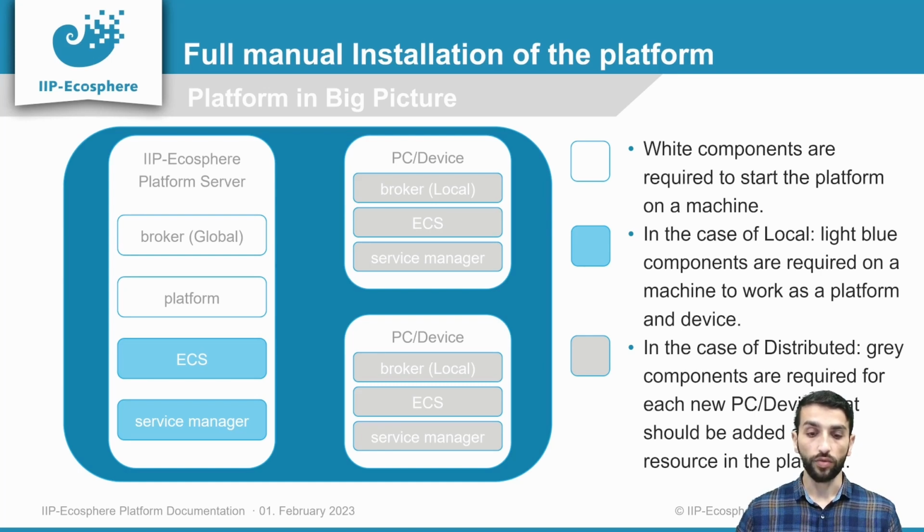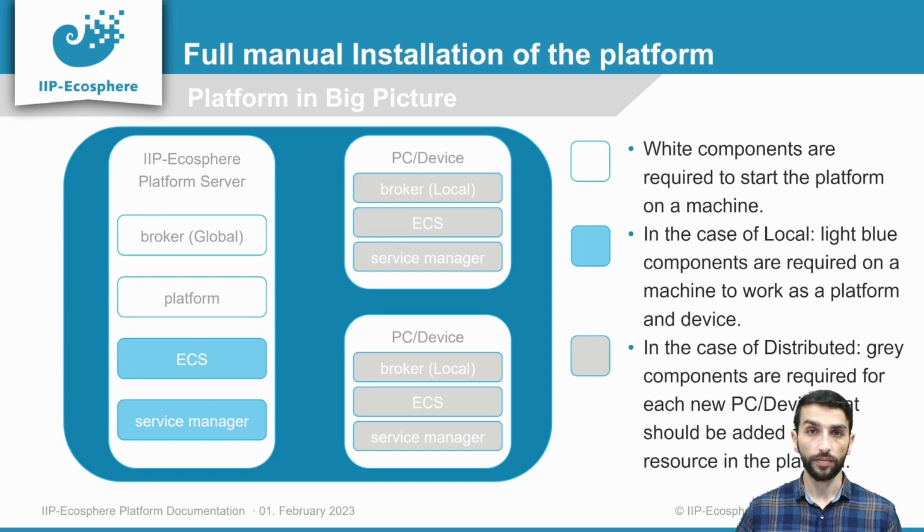A device here refers to a PC or server, each device available for the platform as a resource. The global broker handles the communication between the server and the devices, while the local broker handles the communication between the component and the device. Check the platform handbook for more information about the platform architecture and components. The shown white components are required to start the platform on a machine. In case of local, the light blue components are required on a machine to work as platform and device. In case of distributed, the gray components are required for each new device that should be added to the platform as a resource.